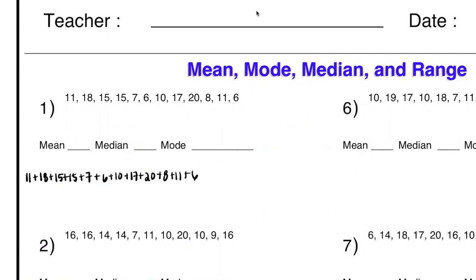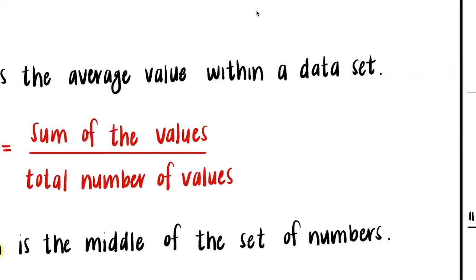11 plus 18 plus 15 plus 15 plus 7 plus 6 plus 10 plus 17 plus 20 plus 8 plus 11 plus 6. So 144 all over, again, the total number of values. Remember, the sum of the values over the total number of values.